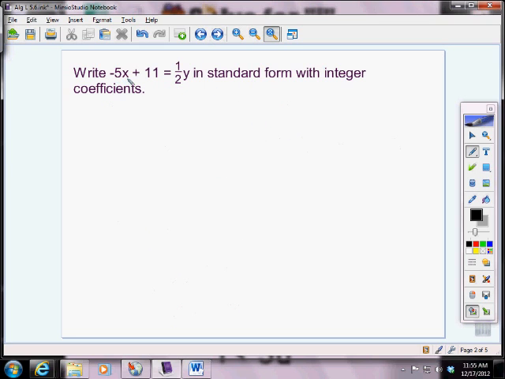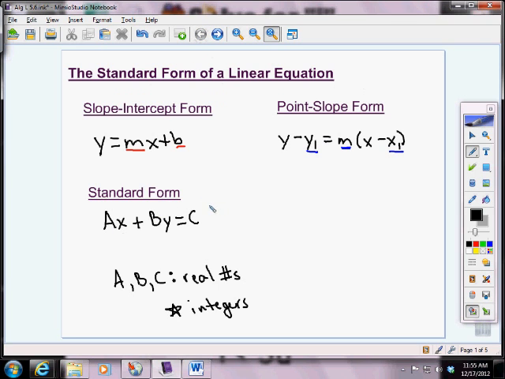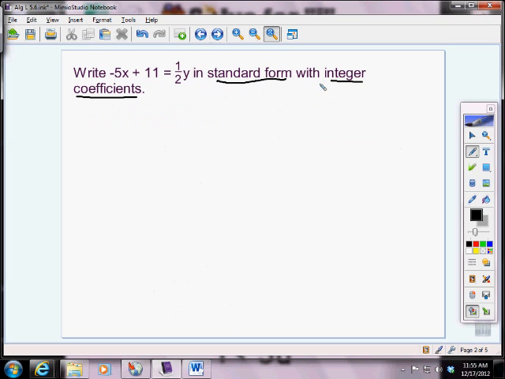It says write negative 5x plus 11 equals 1/2 y in standard form with integer coefficients. When it asks you for integer coefficients, again, A, B, and C are real numbers, but sometimes it asks you for integer coefficients. Integers, remember, are all positive and negative whole numbers, including 0. So when you look at our equation here, negative 5 is an integer, 11 is an integer, 1/2 isn't.